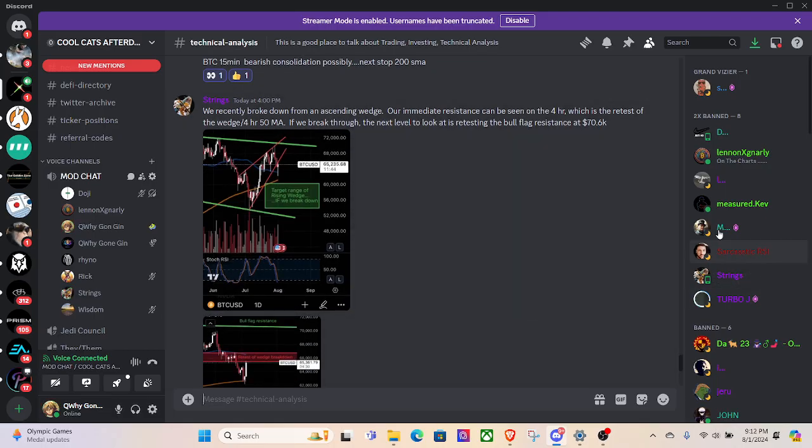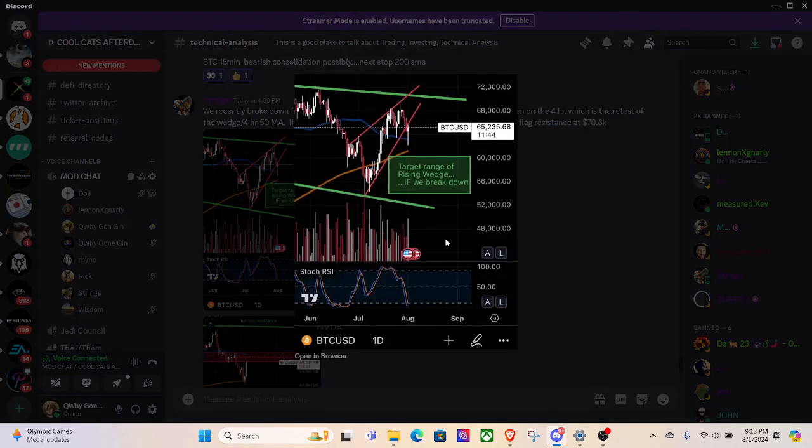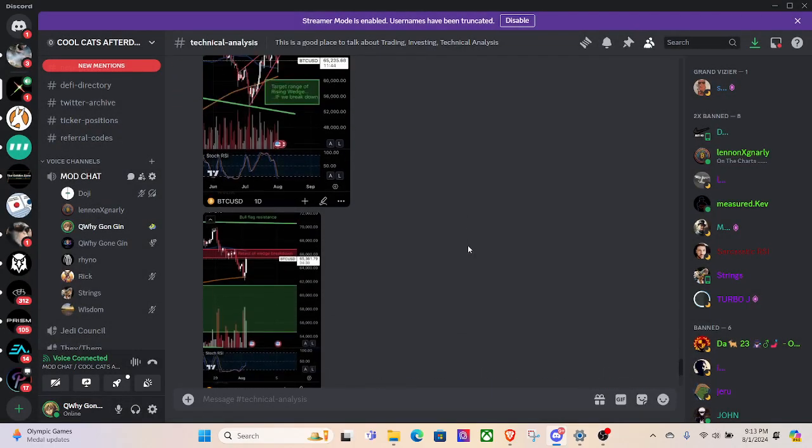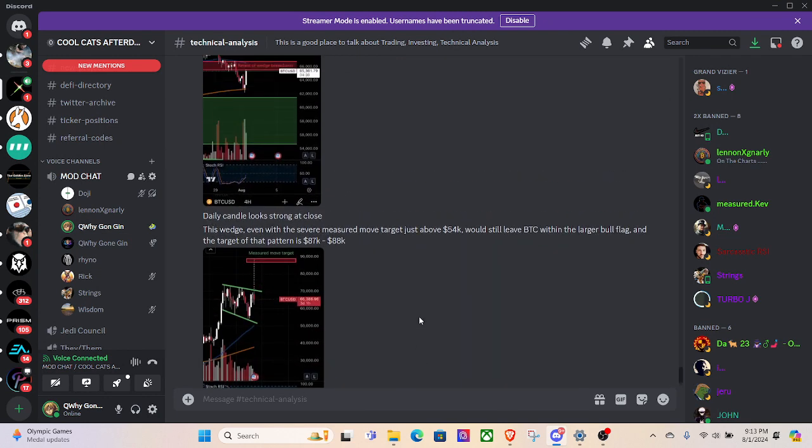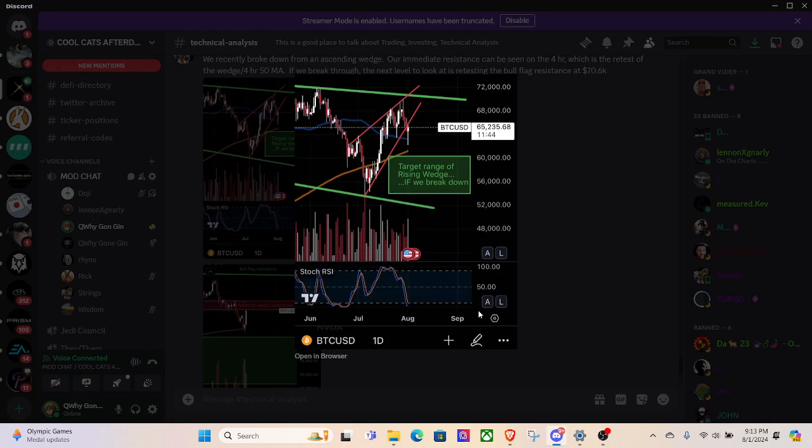All right, sweet. So, Strings posted this. He said, "We recently broke down from an ascending wedge. Our immediate resistance can be seen on the 4 hour, which is a retest of the wedge 4 hour 50 MA. If we break through, the next level to look at is retesting the bull flag resistance 70K." So he's got this rising wedge drawn out here as well. Do you want to go through some of this stuff? I can bring up the pictures and you can elaborate on it and give your analysis and where you think the price is likely to head in short term, midterm, long term.